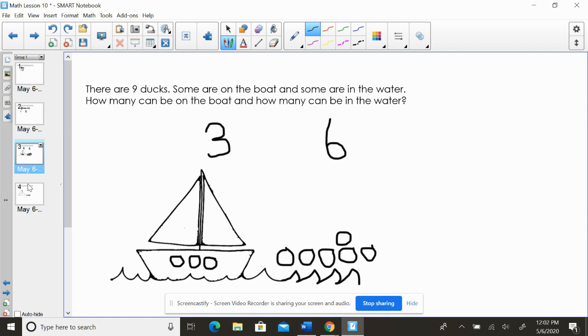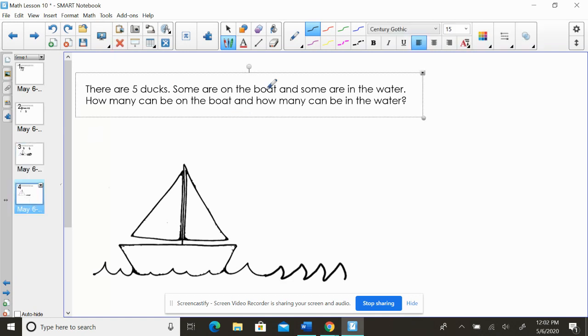We're going to do one more problem the way we just did it with the picture. All right, there are 5 ducks. Some are on the boat and some are in the water. How many can be on the boat and how many can be in the water? So I need to remember when I'm drawing my circles or my ducks, I need to make sure I draw until I get to 5. But in the middle of that, I'm going to switch some of my ducks in the water.